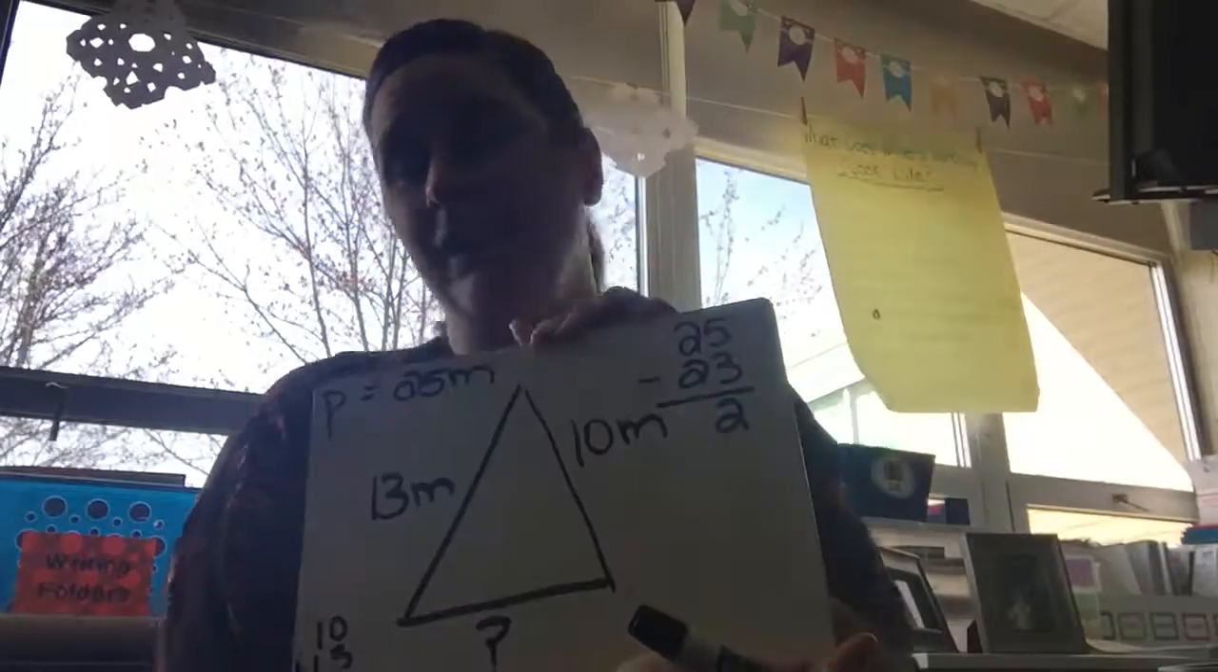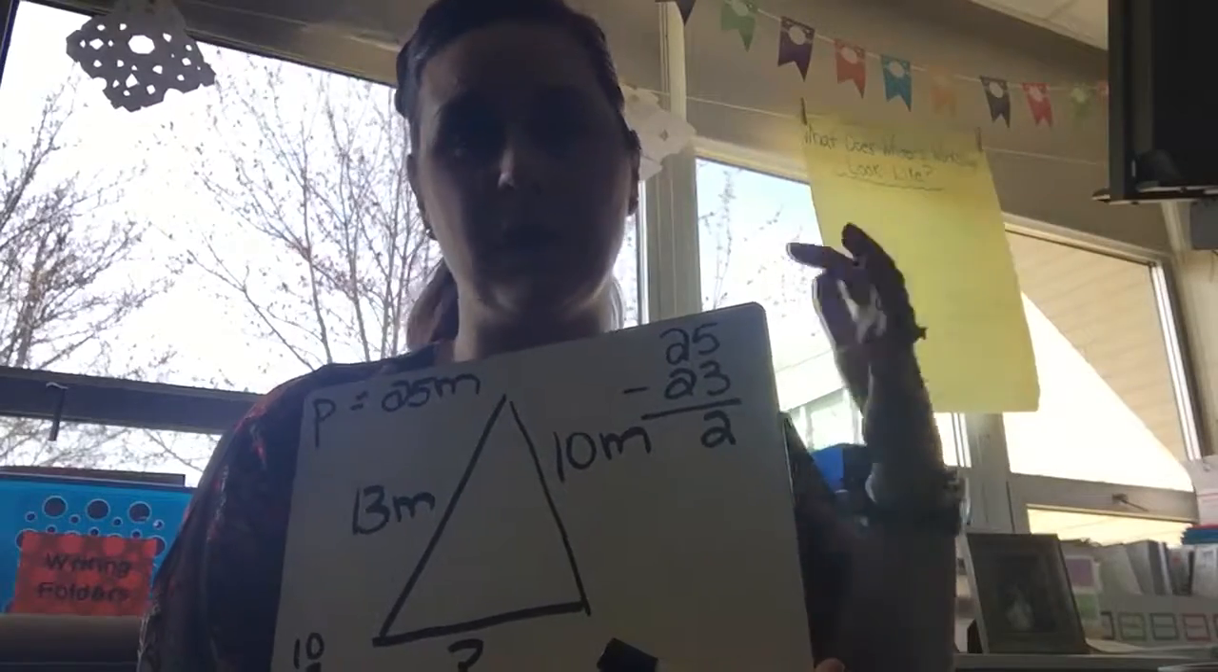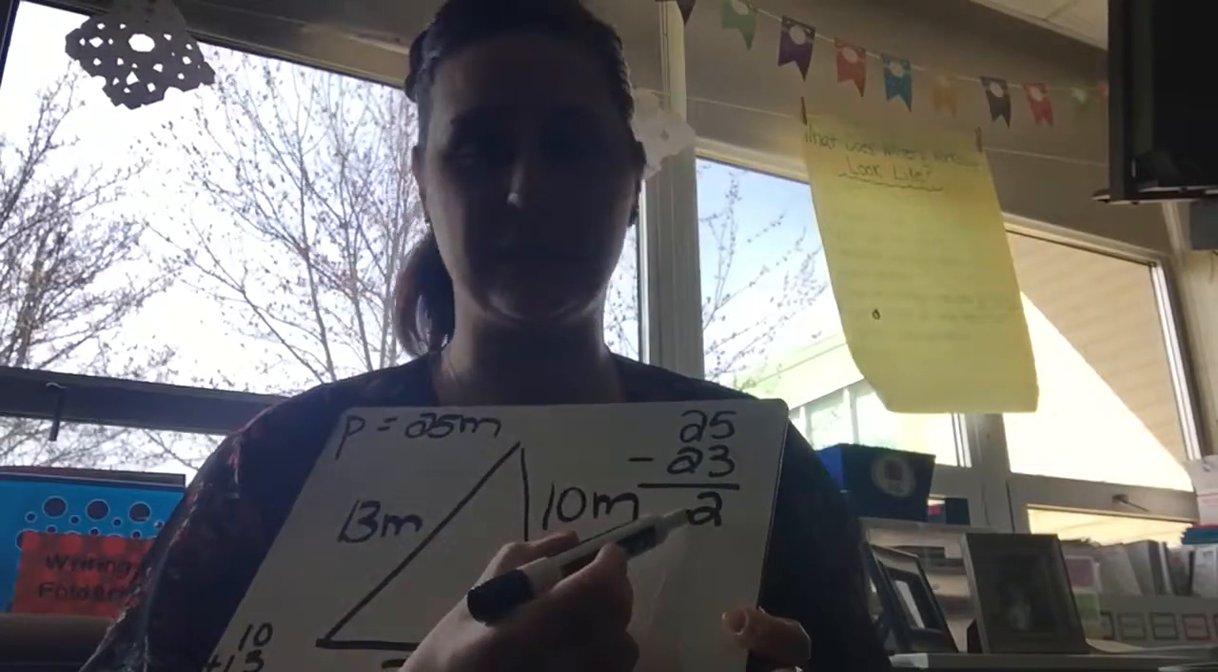25 minus 23 is 2. Now, it might not look like that, and again, I was just making up numbers for this. So this is going to then become your missing side.